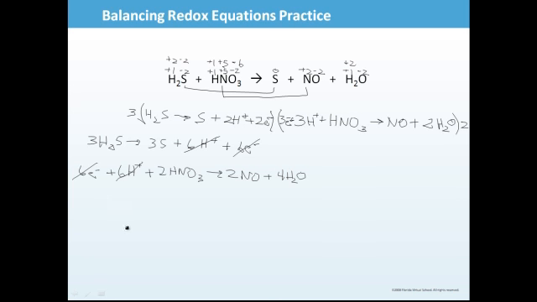Alright, so now when I combine these together, I will have 3 H2S plus the 2 HNO3, right? I'm combining both reactions now, so I take the reactants from both of the half reactions and put them together. Yields all the products. So I have 3 sulfurs plus 2 nitrogen monoxides plus 4 H2O. Alright, and that is how we would use the half reaction method to balance a redox equation.